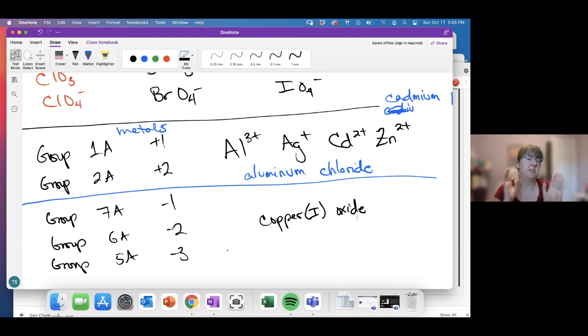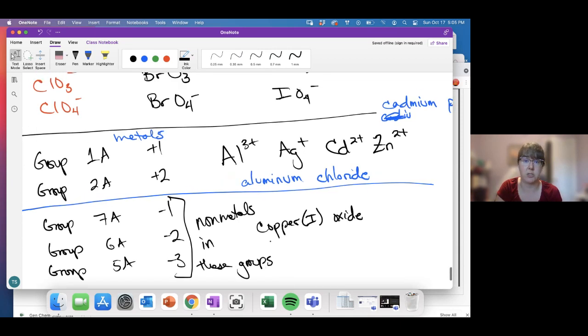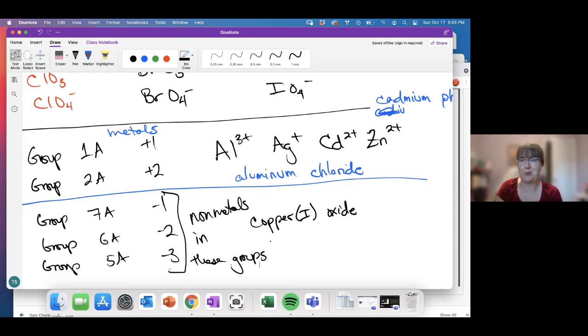Your D block elements, they can be all over the place. So your D block, your F block metals, all bets are off. But your nonmetals, I should specify that these over here are my nonmetals, in these groups. Some of those groups also have metals in them, some of them have metalloids in them, but the nonmetals have those set charges. Okay. So I'm hoping that that answers the ion question. It's a good question, which does not have a short answer, but hopefully that answers the ion question.